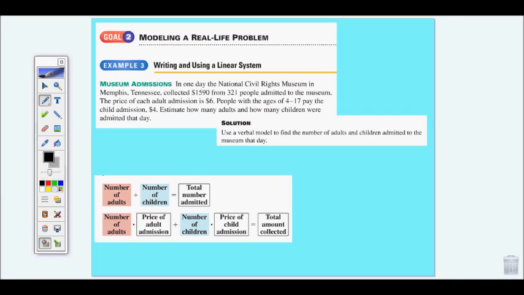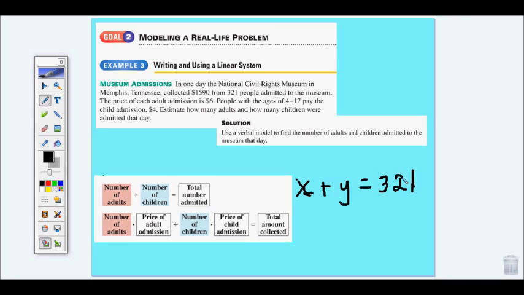So our equation 1 is going to be pretty simple. We're just going to identify that the adults plus the children are going to equal the total that they told us was admitted. So that's easy. We're going to use two variables, x plus y. X is going to be the adults, y is going to be the children, and we know that 321 people were admitted. We just can't write 321.